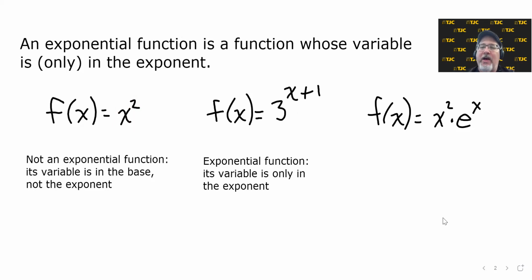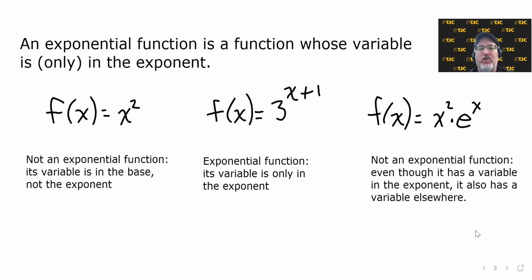But what about the third one, f of x equals x squared times e to the x? Now, there are some people that would call this an exponential function. I like to call those people wrong, because the definition of an exponential function is a function whose variable is only in the exponent. This is not an exponential function. Even though it has a variable in the exponent, it also has a variable elsewhere, namely in the base of this factor. So to be an exponential function, your variable must be in the exponent and nowhere else.